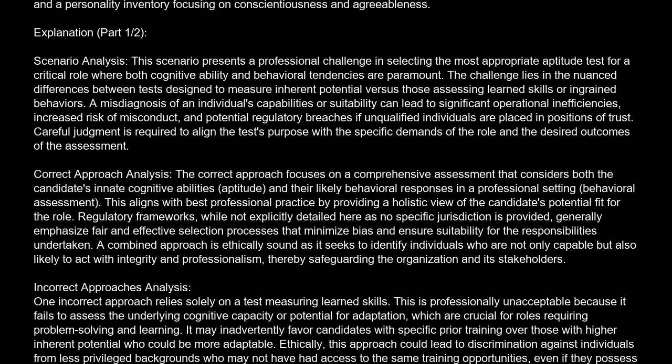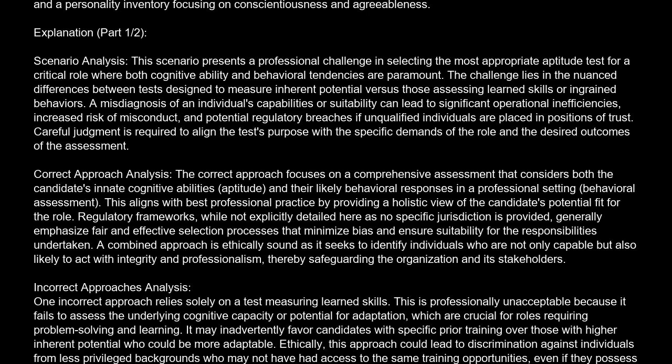Regulatory frameworks, while not explicitly detailed here as no specific jurisdiction is provided, generally emphasize fair and effective selection processes that minimize bias and ensure suitability for the responsibilities undertaken. A combined approach is ethically sound, as it seeks to identify individuals who are not only capable, but also likely to act with integrity and professionalism, thereby safeguarding the organization and its stakeholders.